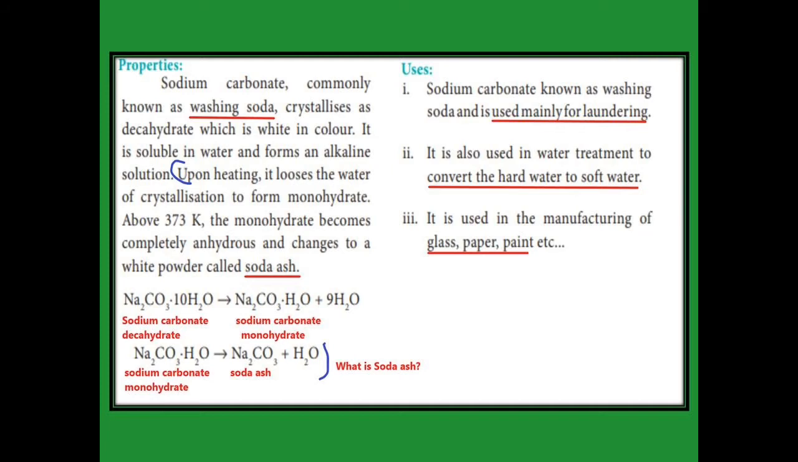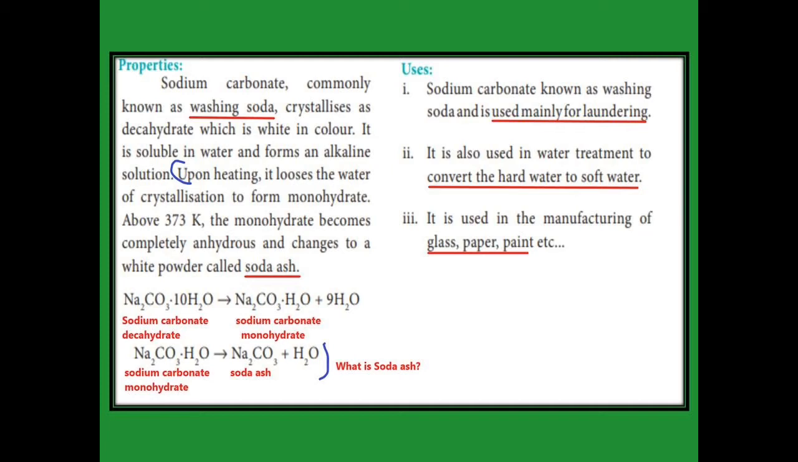Properties of sodium carbonate. The sodium carbonate, the common name is washing soda, we know very well, and formula is Na2CO3, 10 moles of water. The 10 is called deca and H2O is called hydrate. So it crystallizes as decahydrate and is white in color. It is soluble in water and forms an alkaline solution, that is sodium hydroxide will be formed, so that it is an alkaline solution. On heating it loses 10 moles of water.